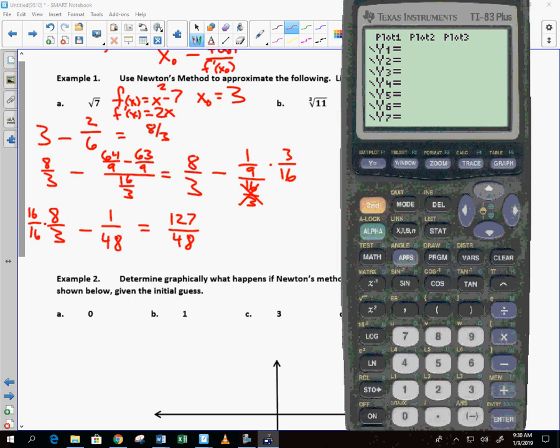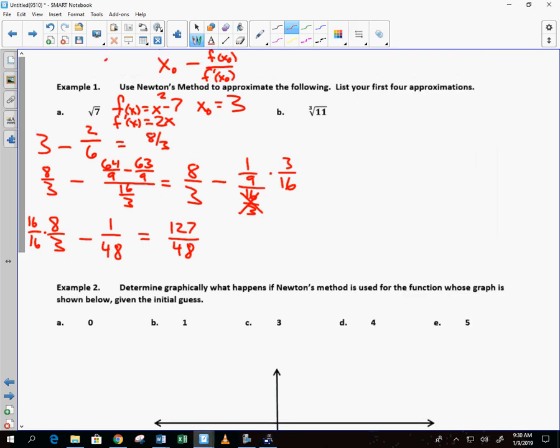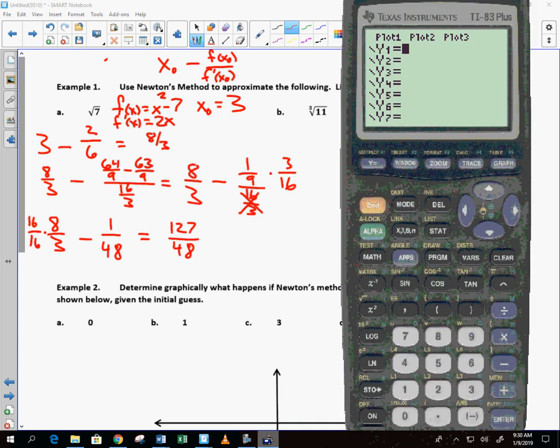So I plugged it in. I did, so this top is f of my guess. So if you take 8/3 and plug it in, 8/3 squared is 64 ninths. And then 7 is 63 ninths. So I had to plug it into this guy. Okay?